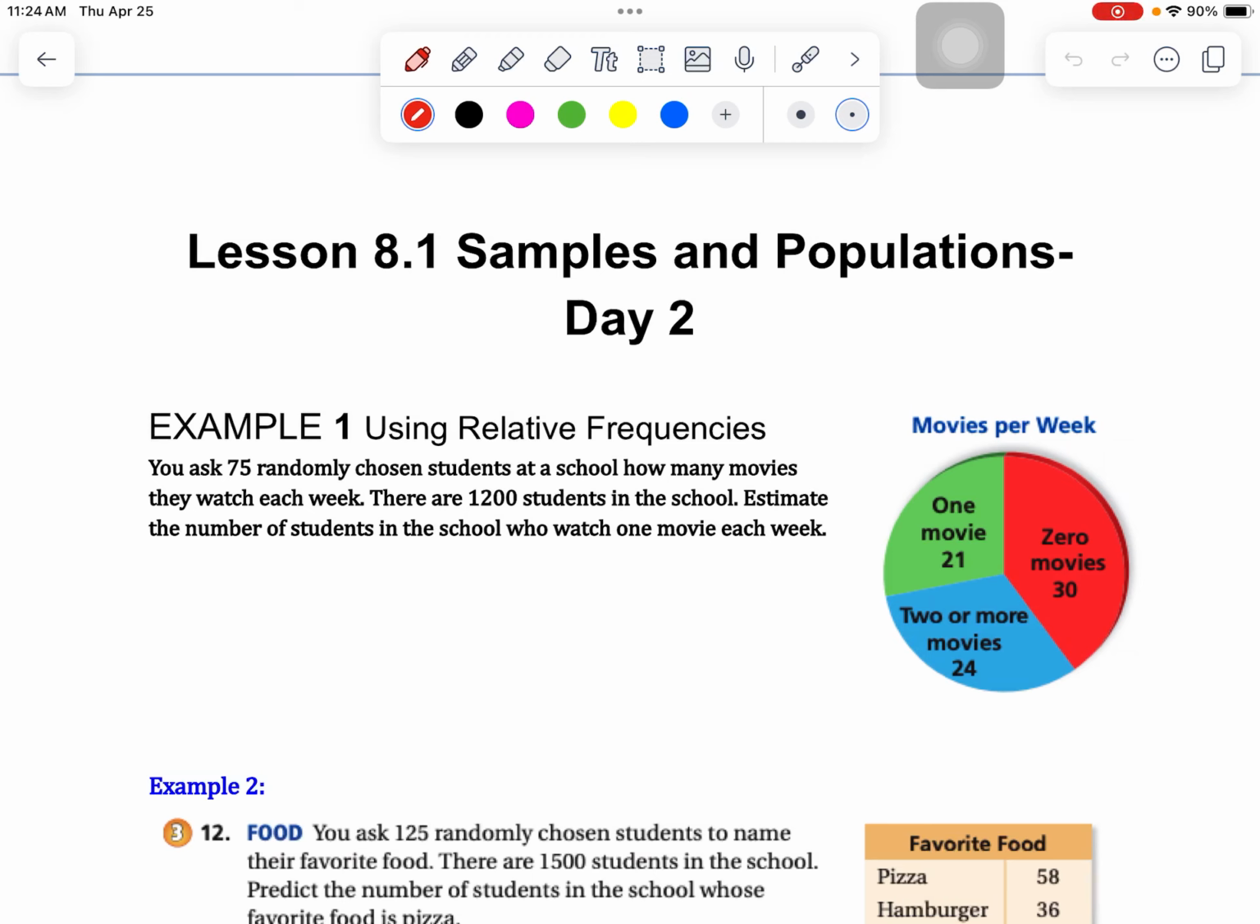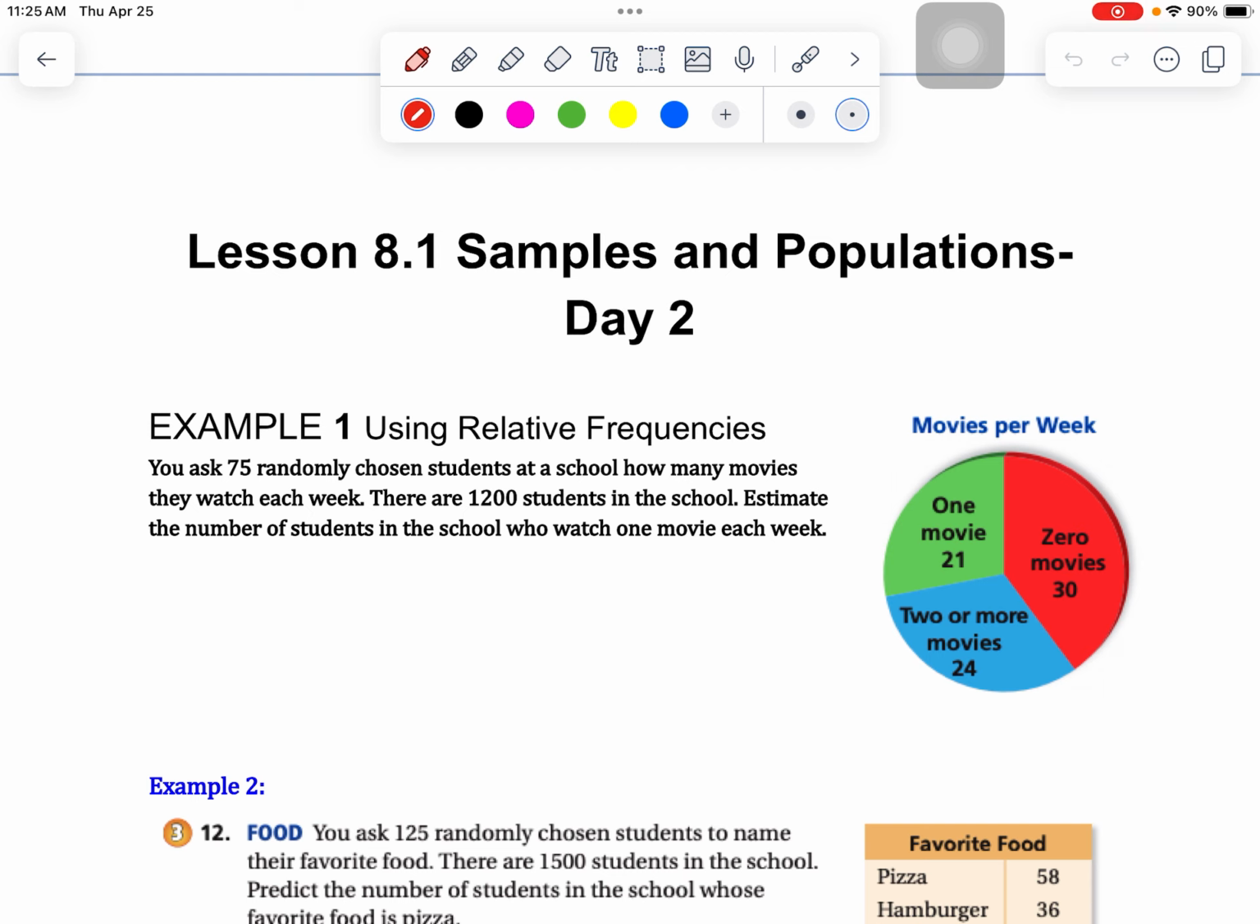All right, guys, today we are going to be looking at lesson 8.1, samples and populations, day 2. Today we are going to look at using our sample to estimate something about the population. Our first example says, you ask 75 randomly chosen students at a school how many movies they watch each week. There are 1,200 students in the school. Estimate the number of students in the school who watch one movie each week.